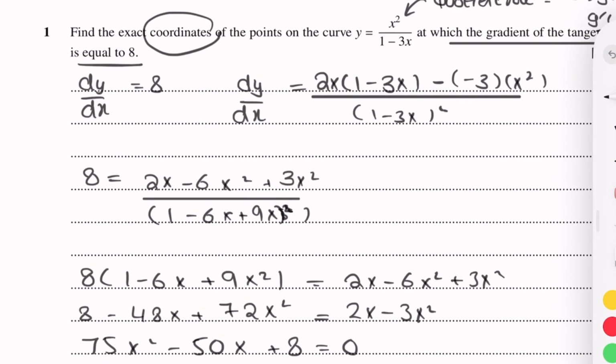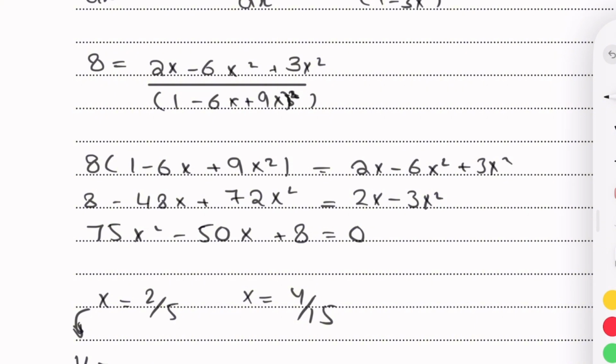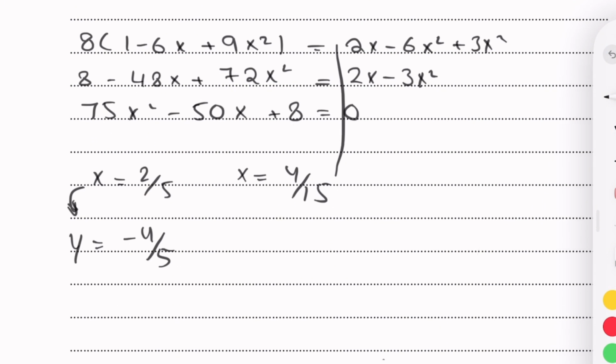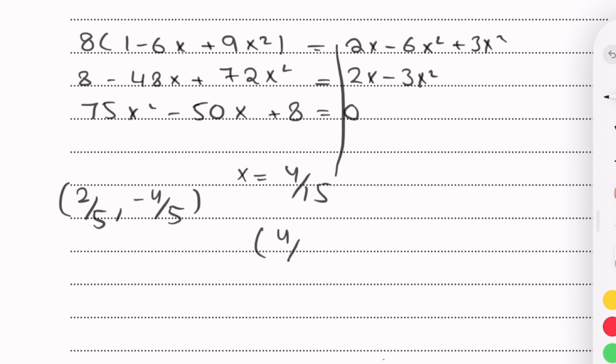y is going to equal 2 over 5 squared divided by 1 minus 3 times 2 over 5, which is going to be negative 4 over 5. So let me rewrite this as one coordinate: 2 over 5 and then minus 4 over 5. The same thing for when x equals 4 over 15, 1 minus 3 times 4 over 15. And we're going to get 4 over 15 and 16 over 45. And that's it.